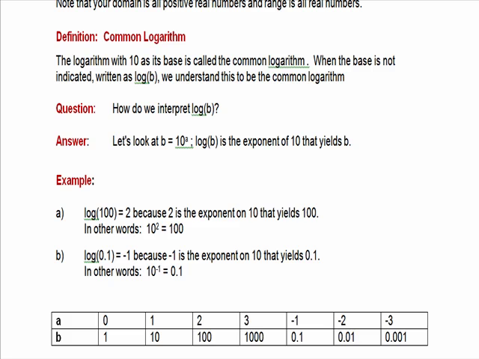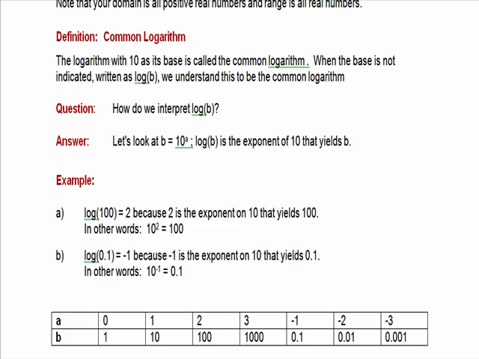Part B, log of 0.1. If I wanted to compute that, I'd say, what exponent on 10 do I need in order to get 1/10? The exponent on 10 that would give me 1/10 is the exponent of -1, right? 10 to the -1 is 1/10. So the log of 0.1 is -1.